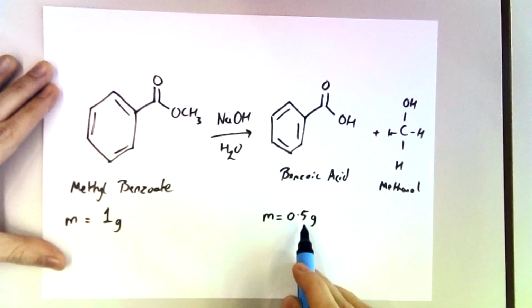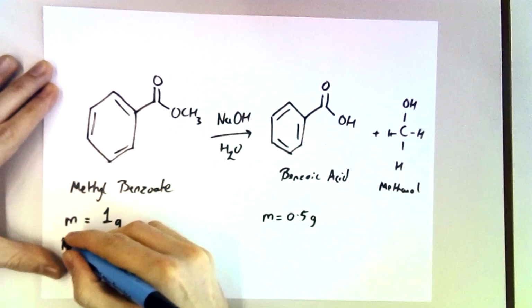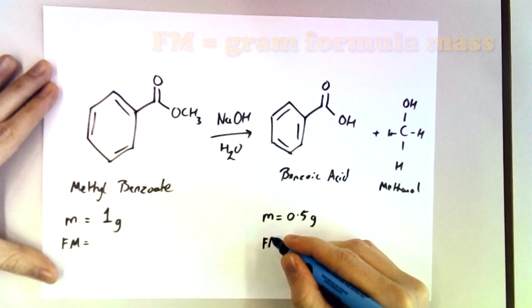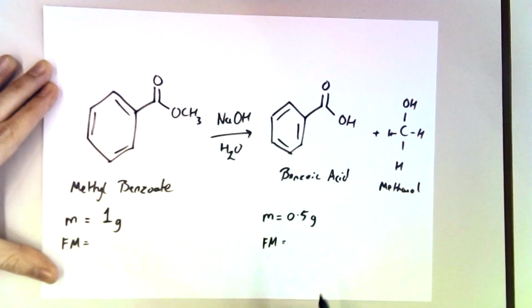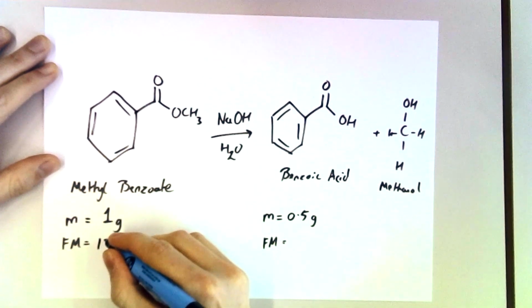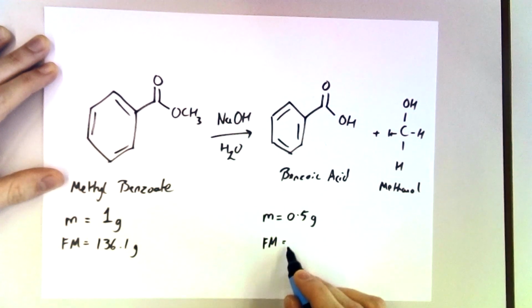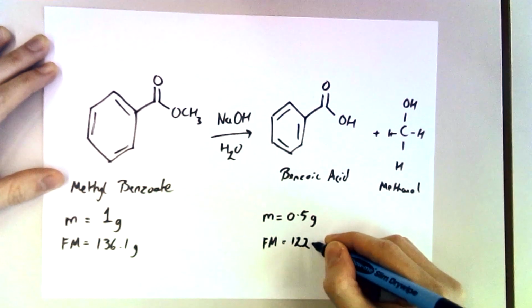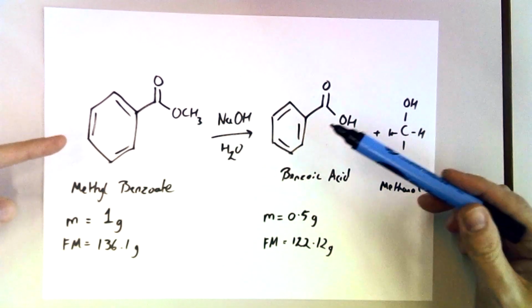So one of the things that's going to help us work out the percentage yield from this is I'm going to need to know the formula mass. I'm going to shorten that to FM here, and the formula mass of this one as well. So formula mass of methyl benzoate, formula mass of benzoic acid. So the formula mass of the methyl benzoate is 136.1 grams. The formula mass of the benzoic acid is 122.12 grams. So I've got a formula mass and a mass for both.